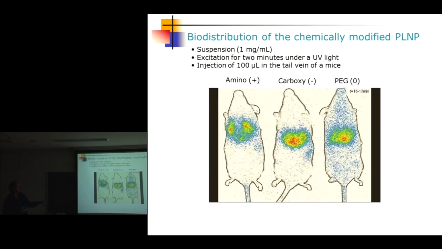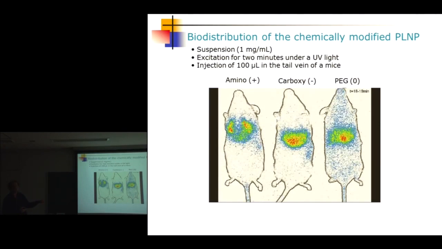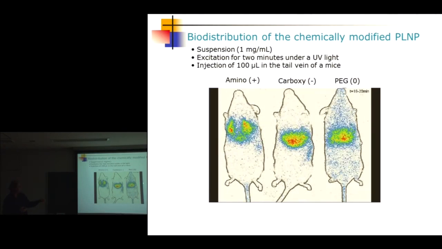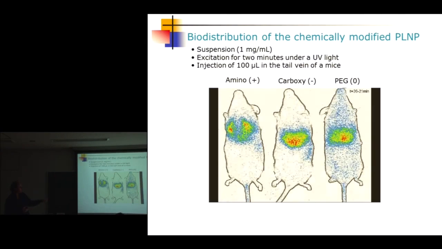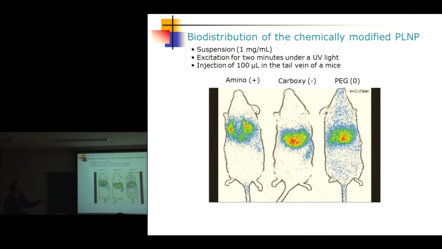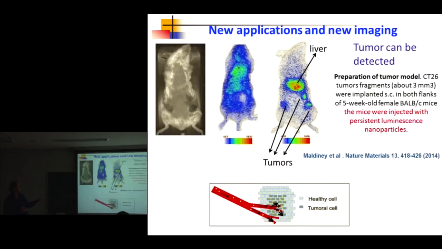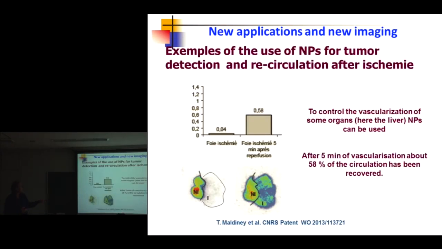So this is what was done for the first publication, in fact, 6 years ago. And you can clearly see that with the PEG, there is an increase of the circulation because of the neutral charge of the nanoparticles. So what we did recently was to use this nanoparticle to localize tumors. You can see here tumors localized with the use of the nanoparticle inside the small animal. It was published recently this year by Thomas Maldinet, for instance.